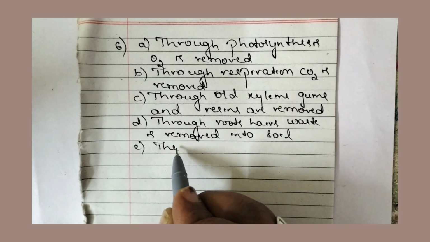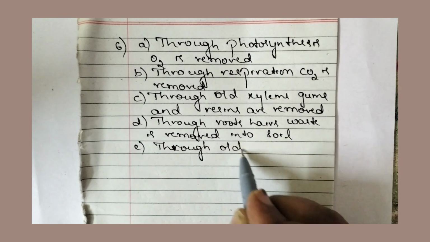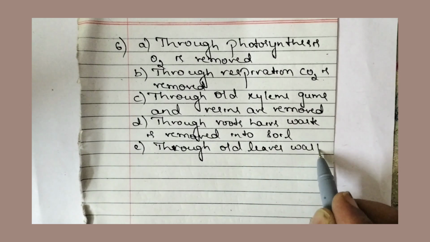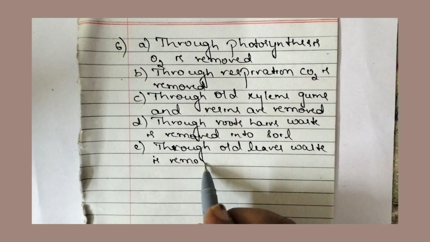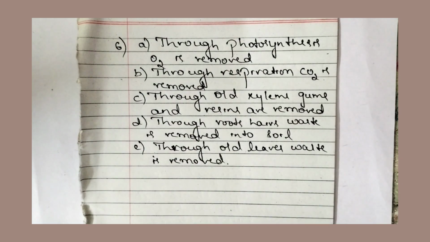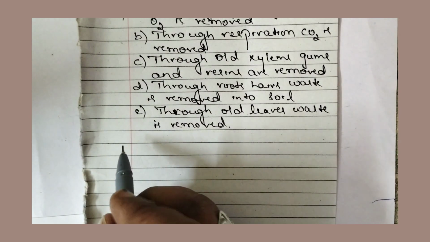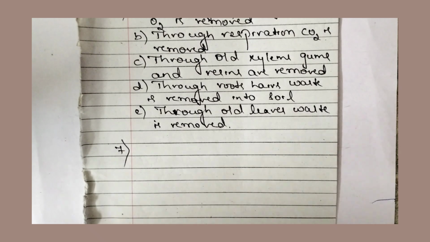Through old leaves, waste is removed. So these are the ways by which waste is removed from the plant body. Now let us move to question number 7.